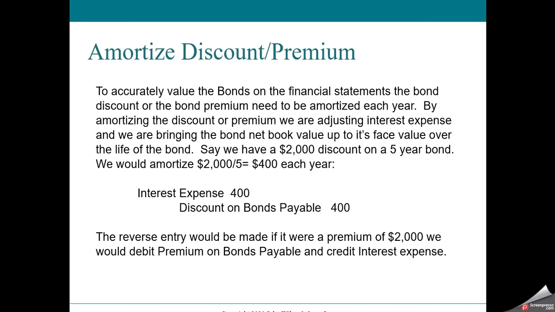If it were a premium, it would be the other way. We would debit the premium on bonds payable for $400 and credit the interest expense. So again, you got to look at how we initially record that discount and that premium and then reverse it, because we're trying to slowly take it off of our books over the life of the bond, and then the offset would be to interest expense.